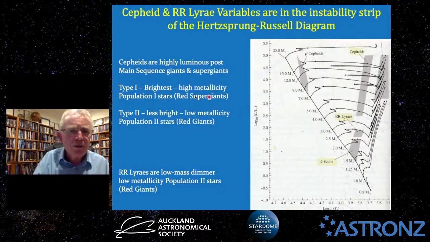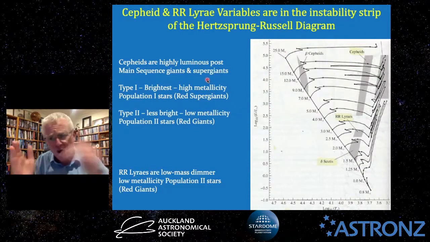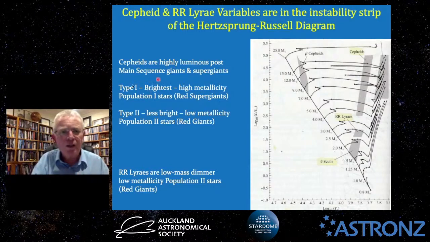So I think I've pretty much summarised it all here. Cepheids are highly luminous post-main sequence giants and supergiants. The type 1s are the big bright ones, the red supergiants sitting up here. The type 2, less bright, older, low metal stars, population 2s, and these are red giants. And then your RR Lyrae stars are also red giants, but they're older red giants.